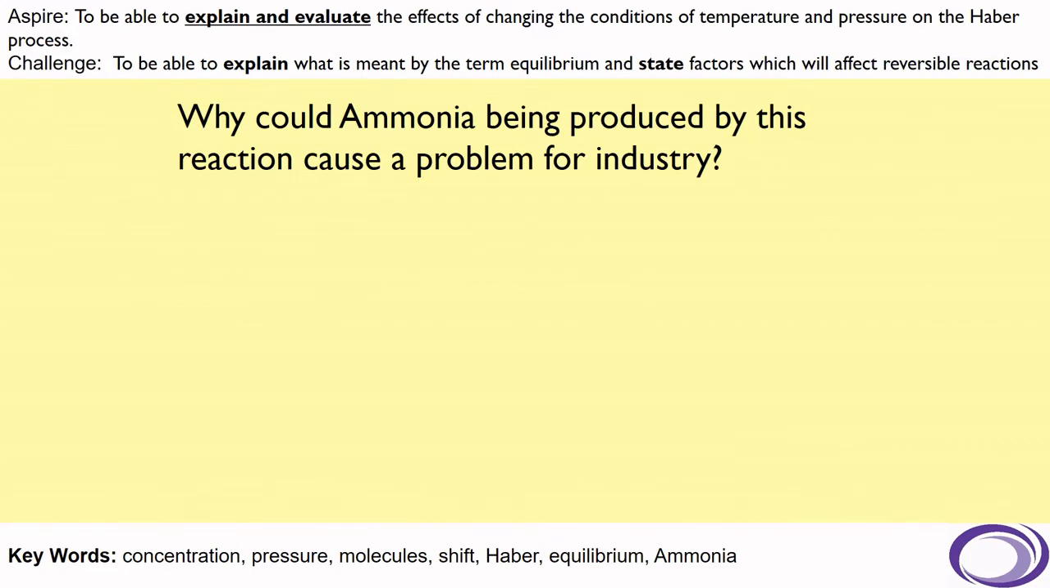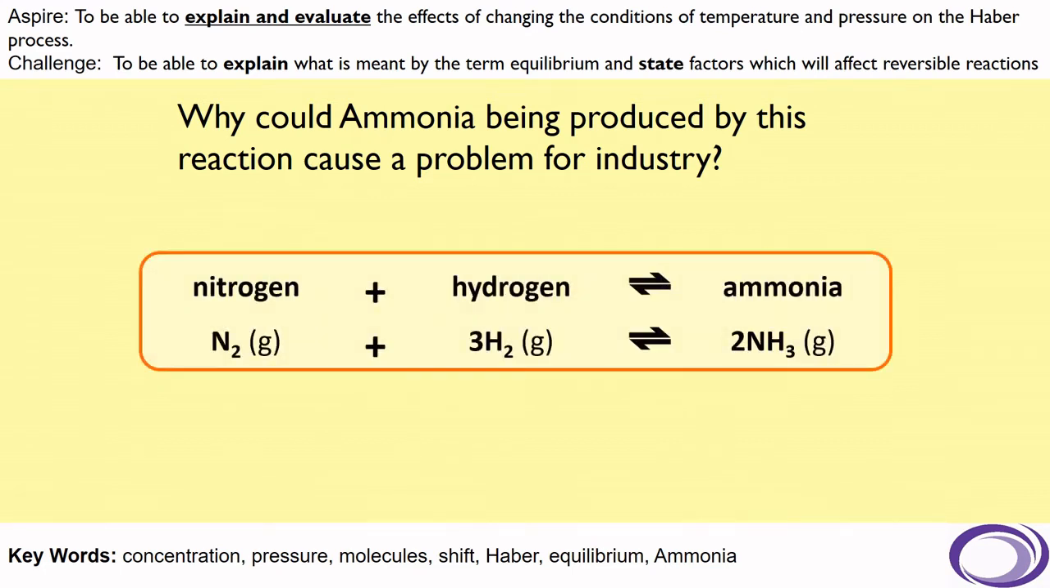Now, why could ammonia being produced by this reaction cause a problem for us in industry? It's because the reversible reactions have a low yield, as we mentioned at the start of the lesson, and low yields are not beneficial to us in industry because that means that we are wasting some reactants essentially. So industrial processes are normally manipulated to maximise that yield, and that's the main thing that we're going to look at for the rest of this lesson.